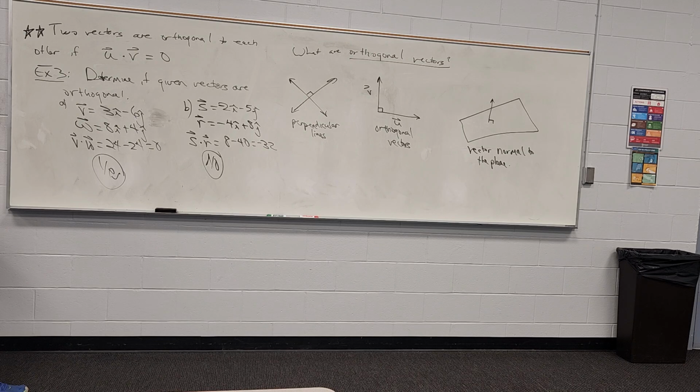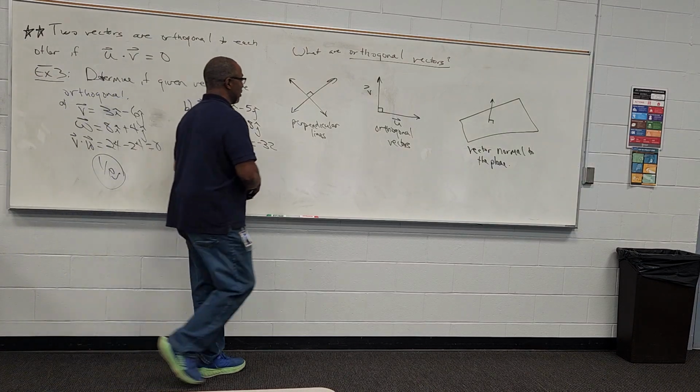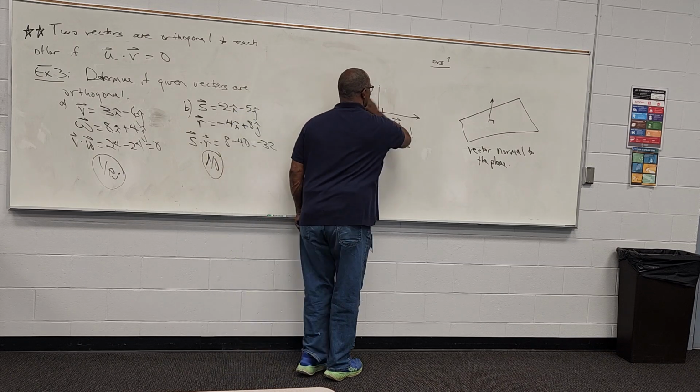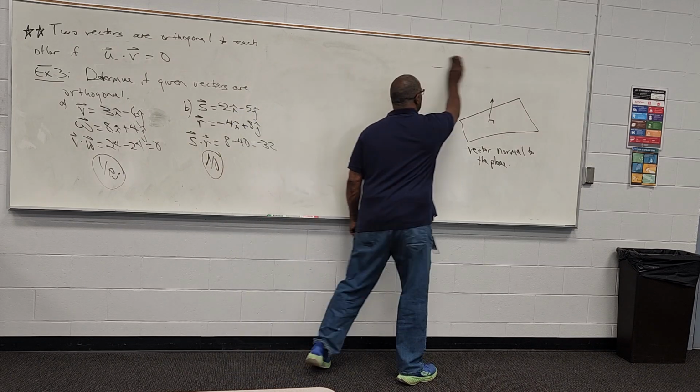So it's really easy to determine if two vectors are orthogonal or not. All I gotta do is check the dot product. If the dot product is 0, they're orthogonal. If the dot product is not 0, they are not orthogonal.